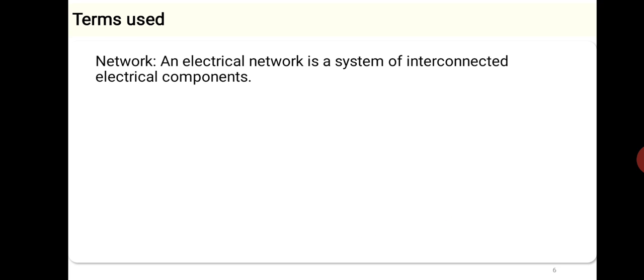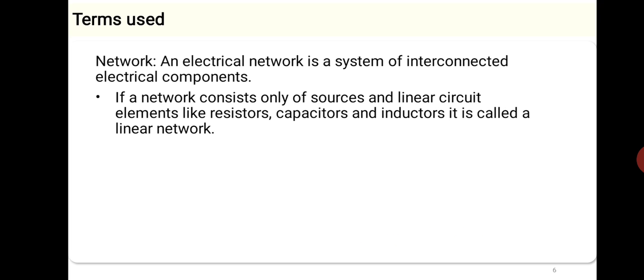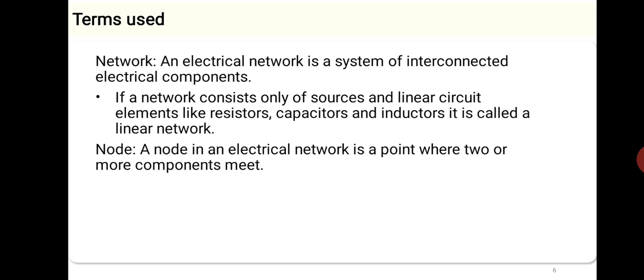The terms used in the session: network. A network, or electrical network, is a system of interconnected electrical components. If a network consists of only sources and linear circuit elements like resistors, capacitors and inductors, it is called a linear network.